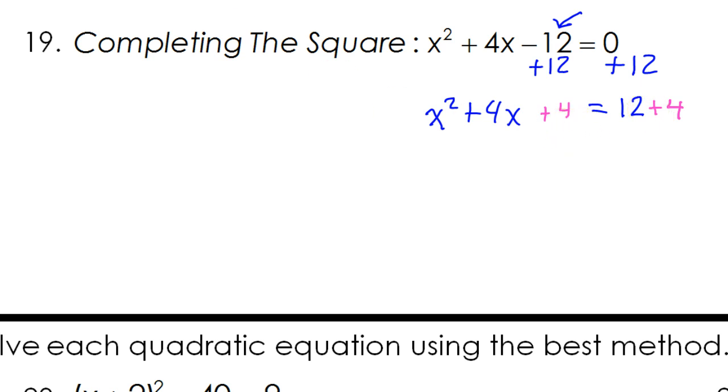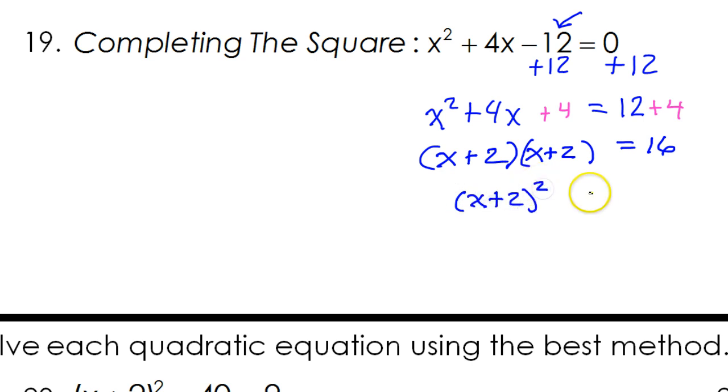Okay, now the point of picking that special number is because this will always factor in a special way. It will always factor as the same thing twice. So of course x squared is x times x, 4 is 2 times 2. So plus and plus. That's how this factors down. Now, because it factors as the same thing twice, we can write it this way: (x plus 2) squared is equal to 16.